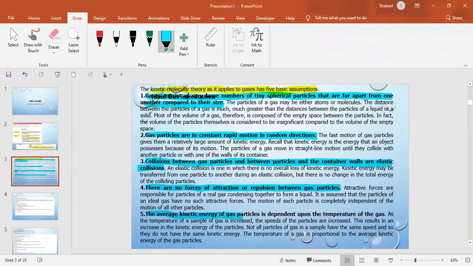Number 5 is that the average kinetic energy of a gas particle is dependent upon the temperature of the gas. It's again a common sense thing. Whenever you heat something up, its temperature is raised, then the speed of particles will increase. As a result, this will change the kinetic energy of the particles. One more thing: in a gas there are millions and trillions of particles, so not all of them have the same speed and the same kinetic energy, but we take their average. So the temperature of the gas is proportional to the average kinetic energy of the gas molecules. It's not dependent upon the kinetic energy of a single particle, but upon the average kinetic energy. So these were the 5 points.